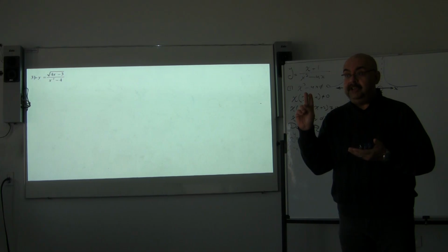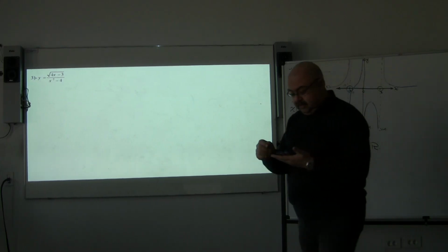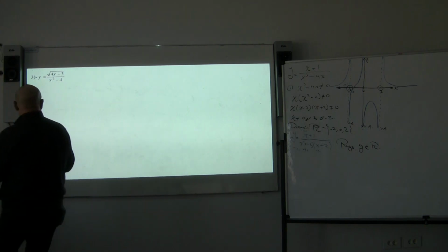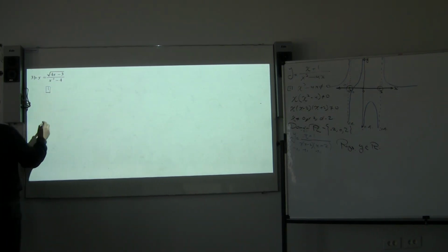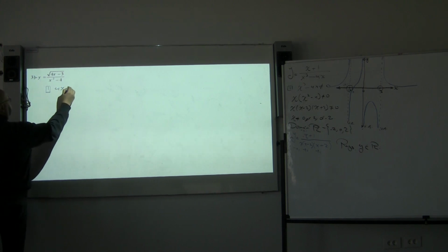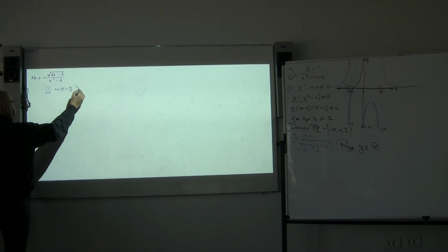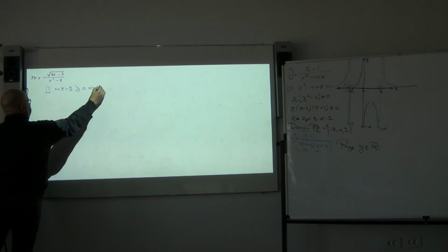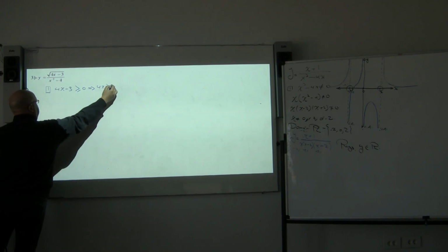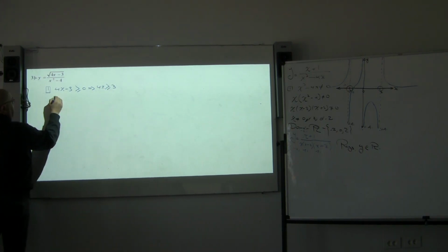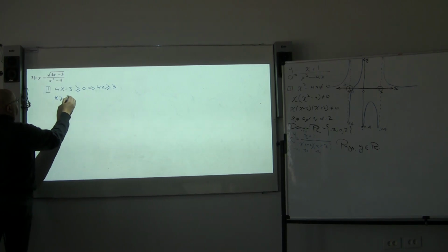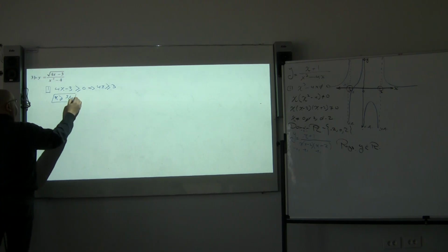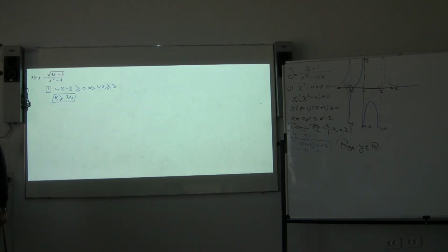There are two restrictions on the domain. I can say that the first one to keep in mind is 4x minus 3 should be greater than or equal to 0, which gives 4x greater than or equal to 3, and then x is greater than or equal to 3 over 4. So this is the first condition.